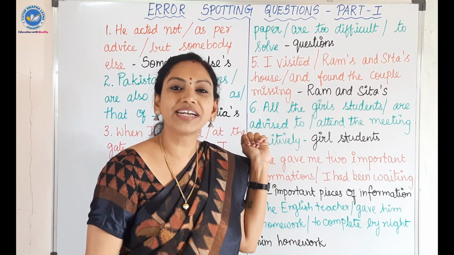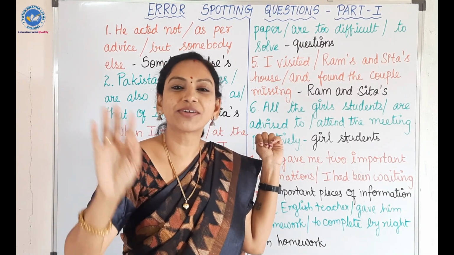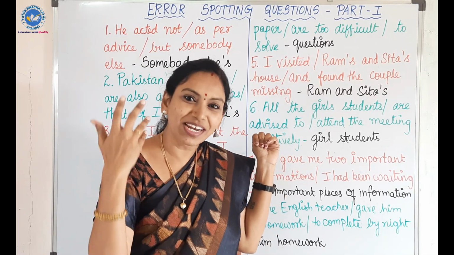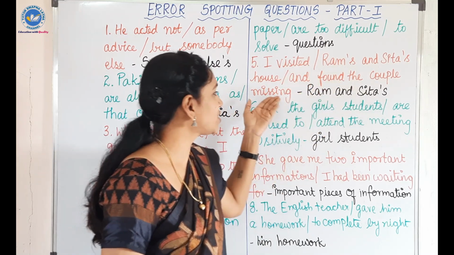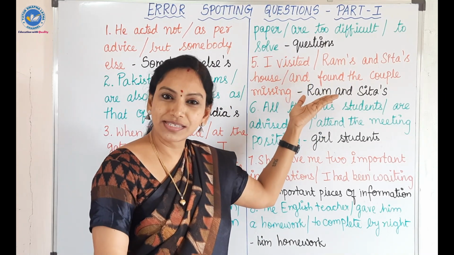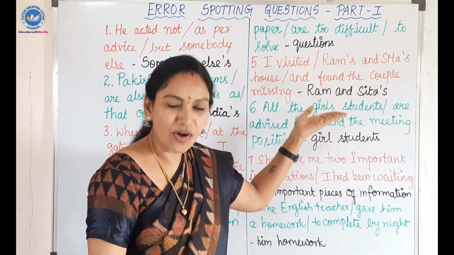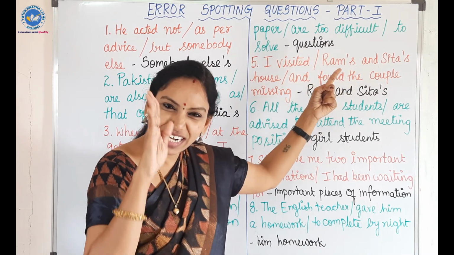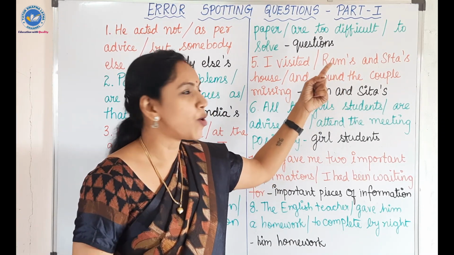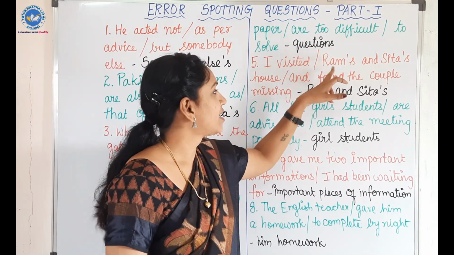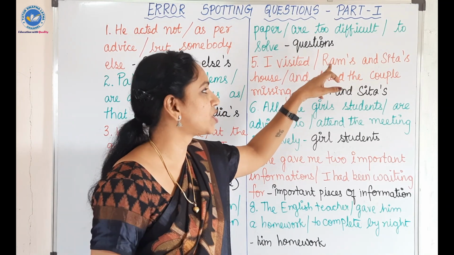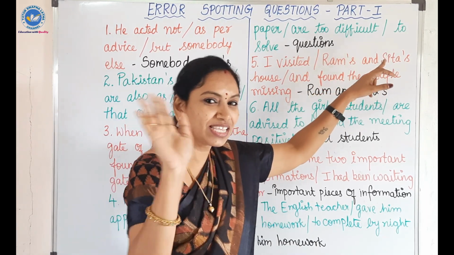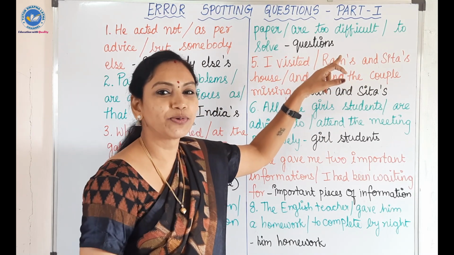That is our Indian tradition. They both have to stay together only. Whether they fight, they giggle or they goggle, whatever it is, they have to live in the same house. So they found the couple missing. So couples don't have a separate house. So the mistake in the question is Ram's. So let's remove this Ram's apostrophe S. Either of them should have the apostrophe S. Let's keep that apostrophe S for Sita as such. Ram only we will remove.